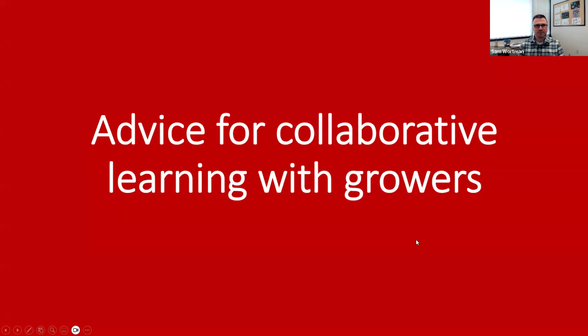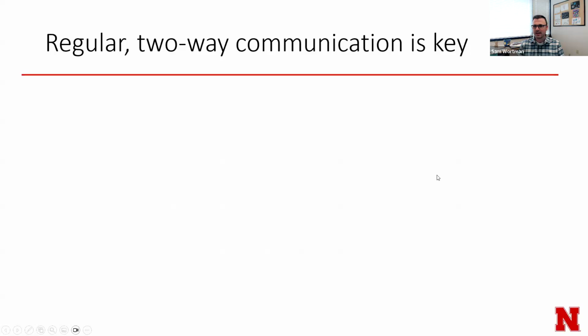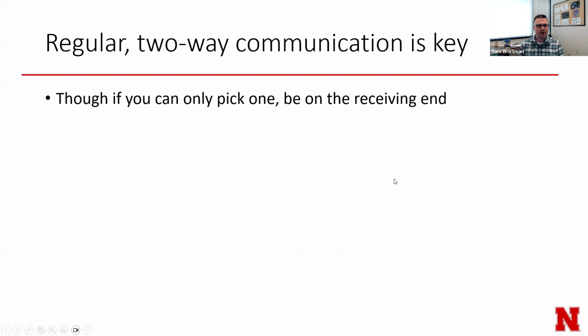Okay, so in my invite email, I was asked to share some advice for collaborative learning with growers. So I'll just end with this. My advice is when working with growers to solve problems, regular 2-way communication is key. Though if you can only pick one, be on the receiving end of that communication. So I think probably the only good advice that Burr gave to Hamilton was talk less, listen more, right? And I think that's good advice for us as agricultural researchers and educators.